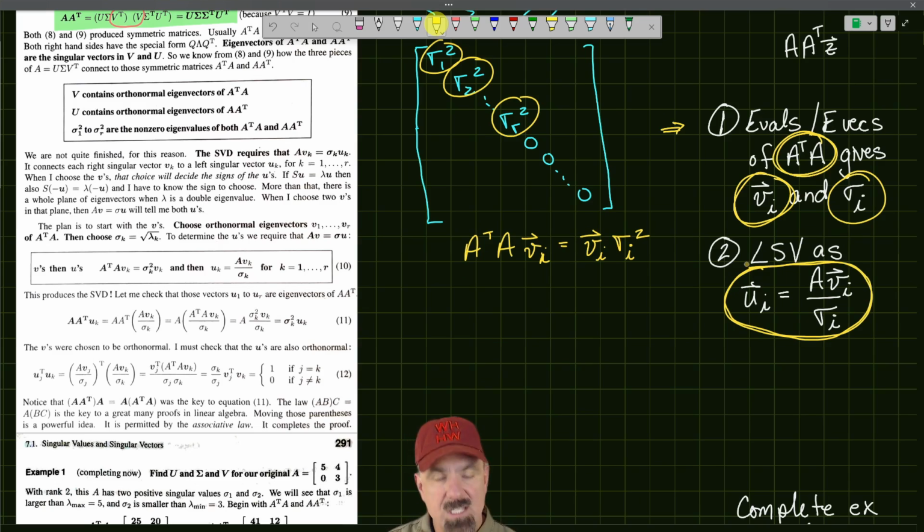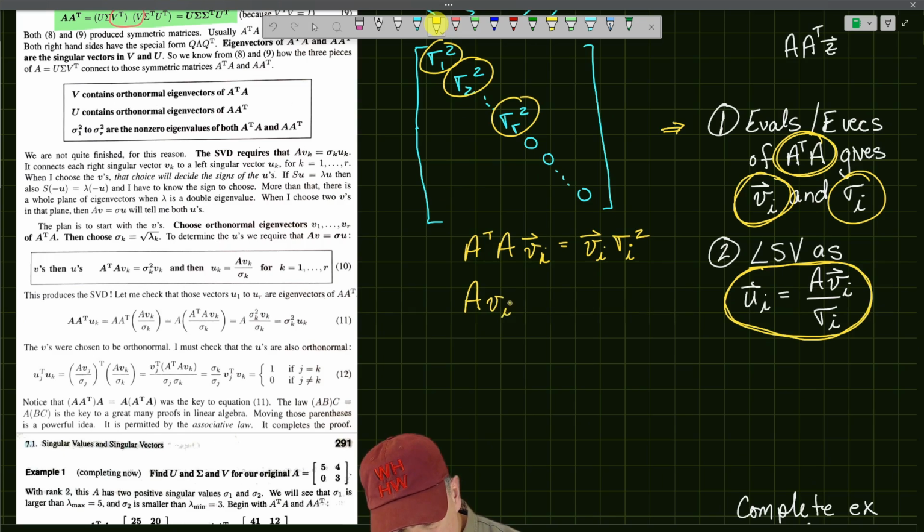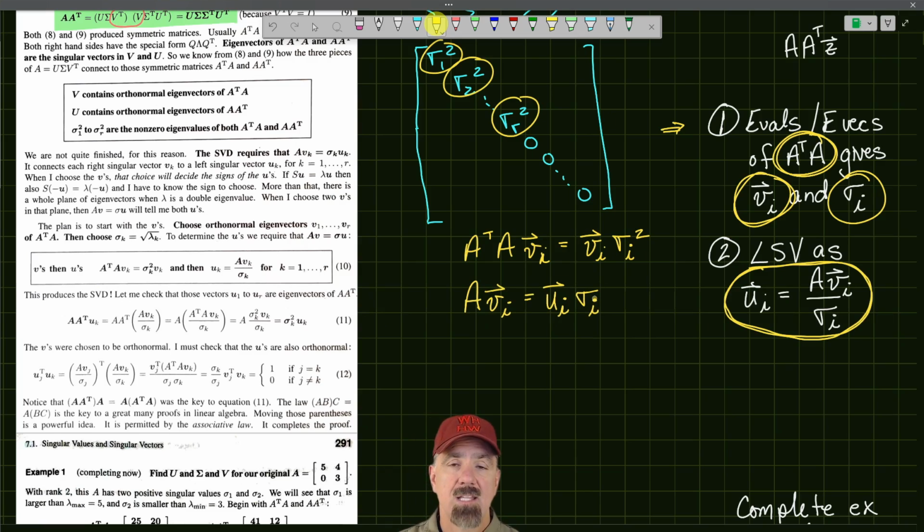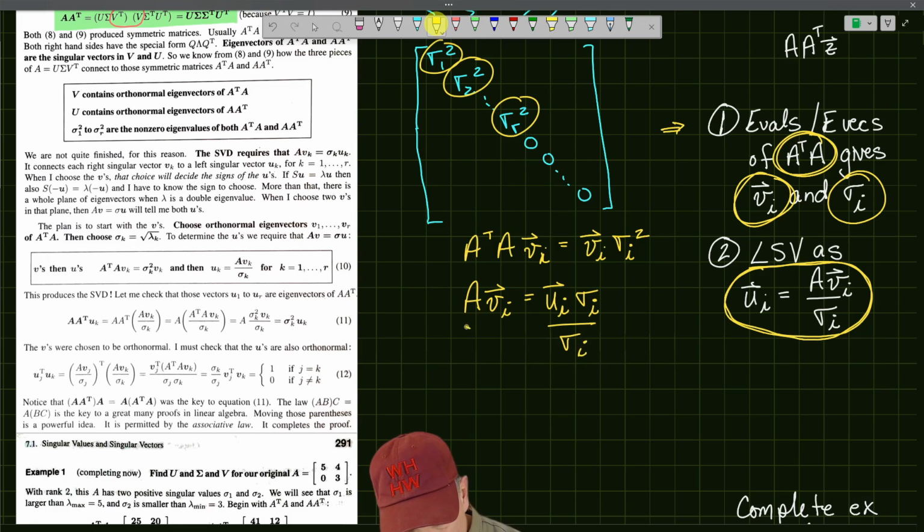And so the question is, where does that come from? That just comes from the definition of singular values and singular vectors. Remember, A times any right singular vector is equal to the left singular vector times the singular value. And so it's easy for us to see that if we want the left singular vectors, all we have to do is divide both sides by the singular value.